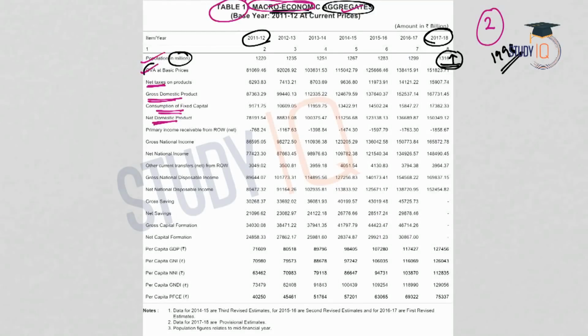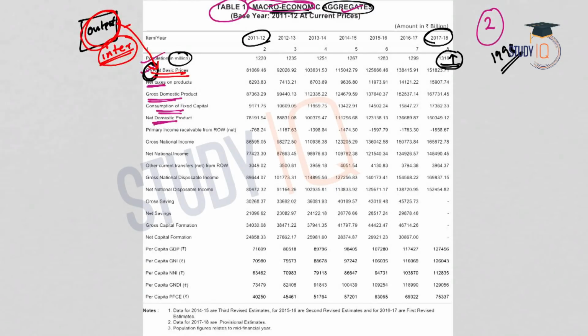Now the second one is GVA at basic prices. GVA is gross value added. It is the value of final output minus the value of intermediate consumption. For example, if there is a final output, there is a value for the output. And while producing this output, there might have been some intermediate consumption. So this intermediate consumption would be reduced from the final output. We will arrive at GVA.